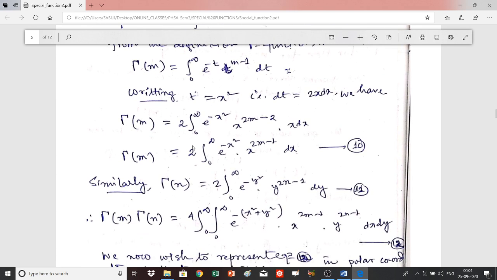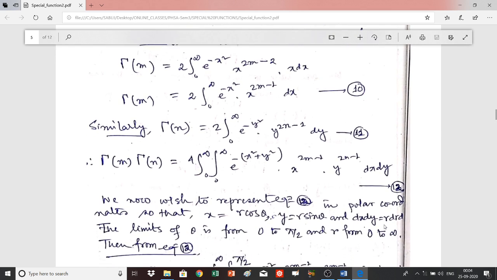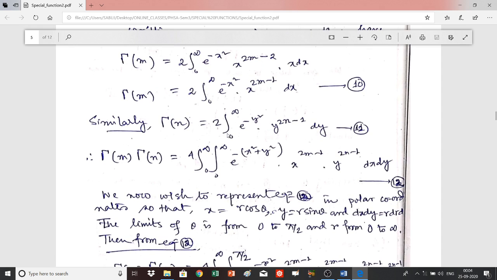Now multiply these two equations, equation 10 and equation 11. The left hand side will be gamma m times gamma n, and the right side will be 4 times the integral from 0 to infinity, of e to the power minus x square and minus y square, so that gives minus x square plus y square, and then x to the power 2m minus 1, and y to the power 2n minus 1, dx dy. So this is the value of gamma m gamma n.